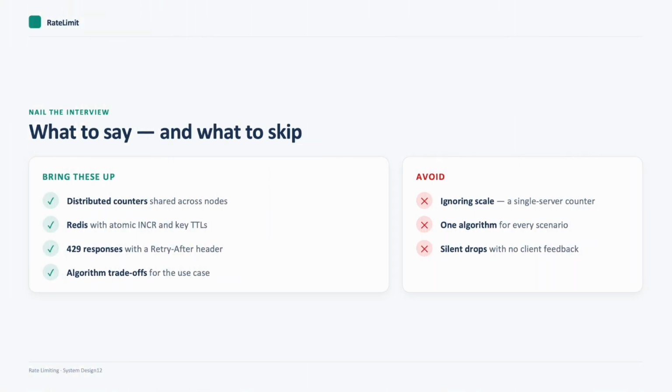In system design interviews, don't stop after explaining the algorithm. Talk about distributed counters, Redis, atomic increments, TTLs, and HTTP 429 responses with Retry-After headers. Most importantly, explain why you chose a particular algorithm and the trade-offs involved. That's what interviews are really looking for.